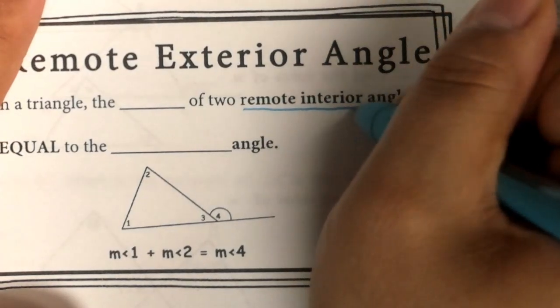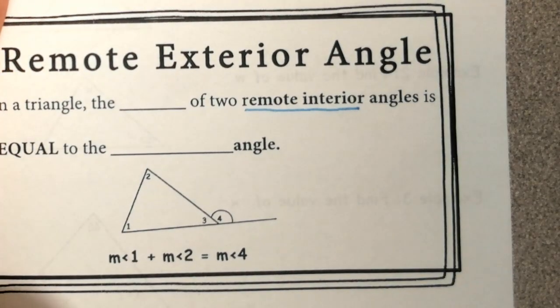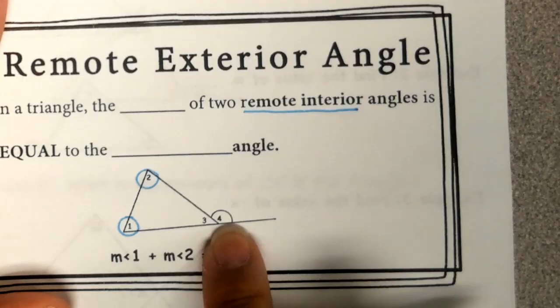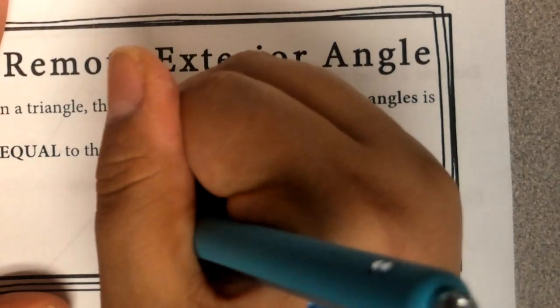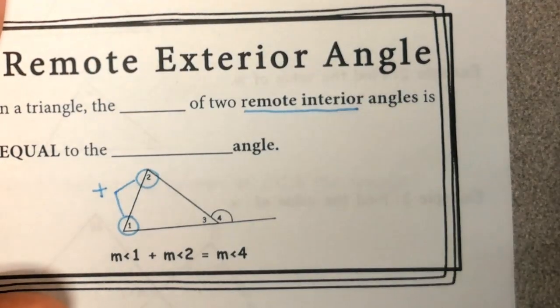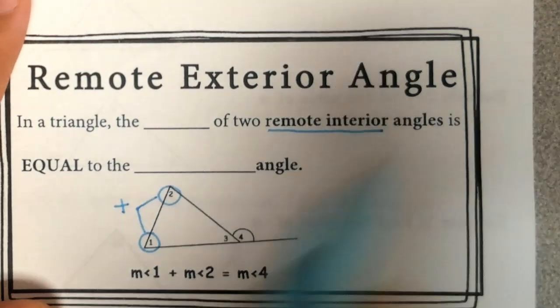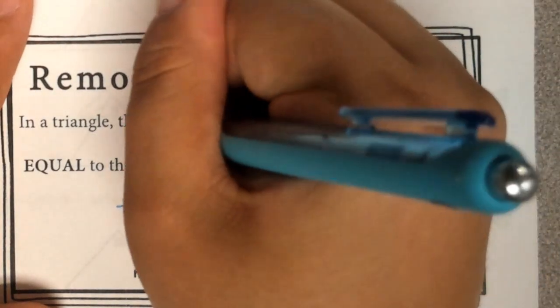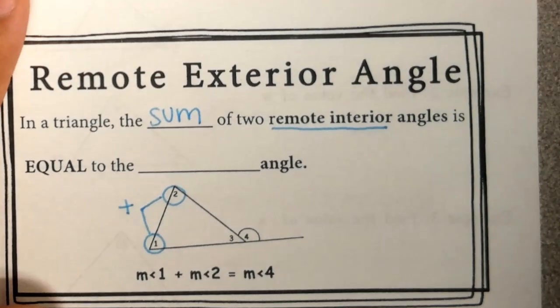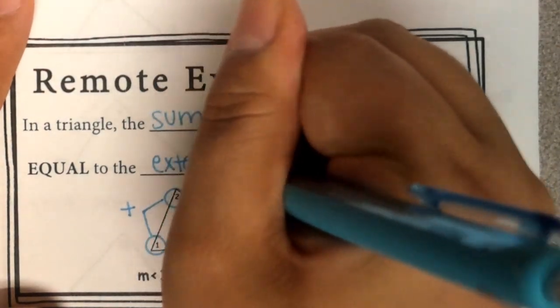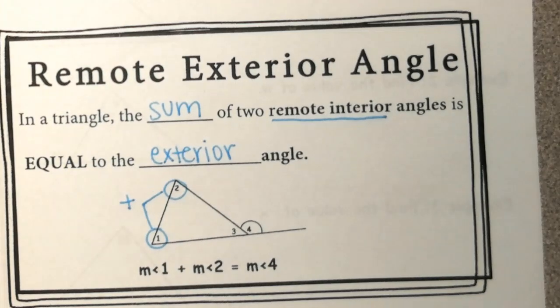Do y'all see that? What does the word remote mean? And I'm not talking about with a TV. Isolated. Isolated, far away. So 1 and 2 are far away from that exterior angle of 4. And so you can just add them together to get angle 4. So in a triangle, the sum of the remote interior angles is equal to the exterior angle.